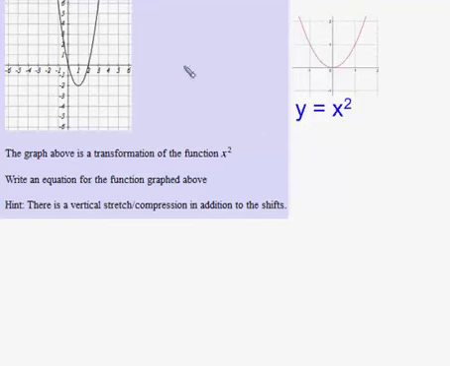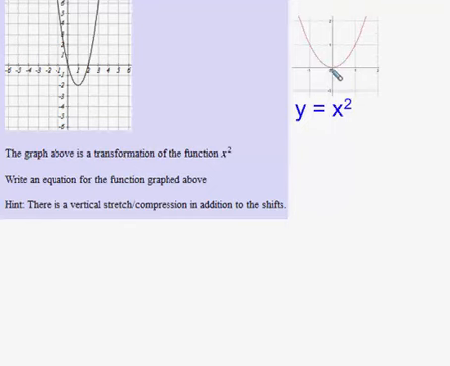In this problem, we're given that the graph shown here is a transformation of the graph y equals x squared. We are to write an equation whose graph would appear as it does here, and there's a hint that there is also a vertical stretch or compression in addition to the horizontal and vertical shifts.